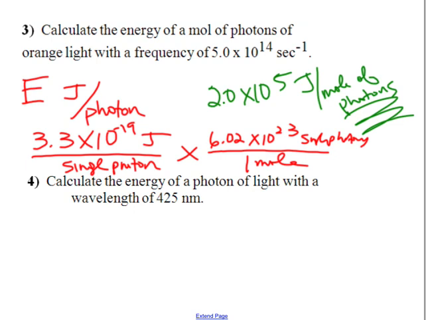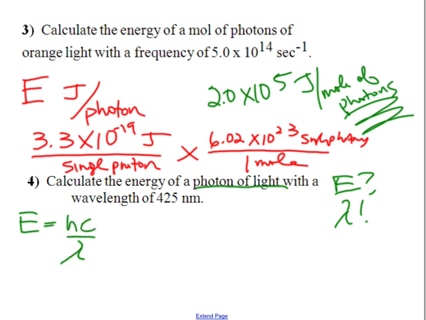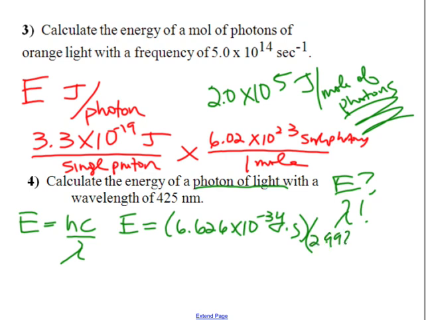All right. Calculate the energy of a photon of light. We're looking for energy, and we're given wavelength. You could do both formulas, or you can use the combined one. E equals hc over lambda. So we're calculating the energy. The energy is equal to 6.626 times 10 to the negative 34 joule seconds. What is the speed of light? 2.998 times 10 to the 8th meters per second divided by, okay, what's canceling here?